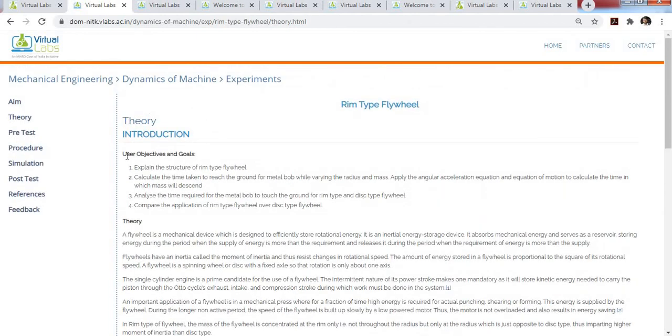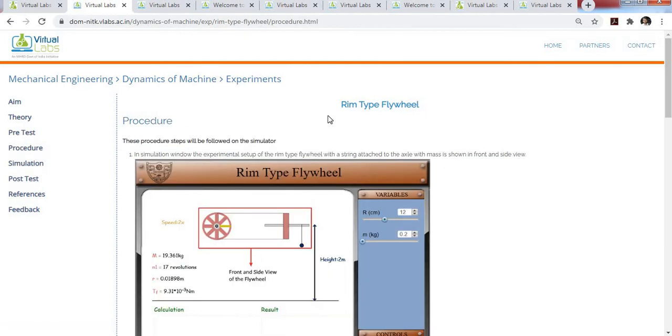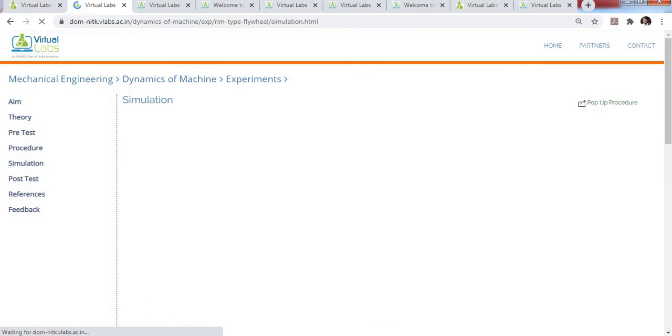And next, you have to click the procedure, how to do that experiment. By clicking the procedure, there are certain steps we have to follow. Next, we go to the simulation part. Click that simulation. The procedure steps we have seen, we have to follow in that simulation part.